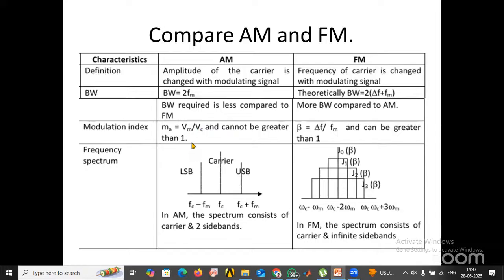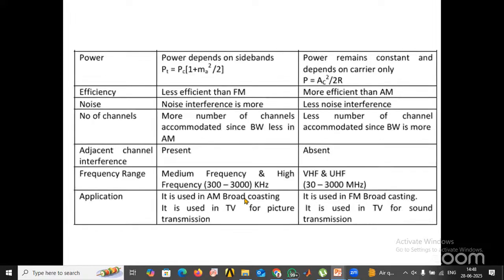The modulation index for AM is Vm by Vc. For FM, the modulation index is delta F by fm. If beta is far less than 1, it is narrowband FM. If beta is far greater than 1, it is wideband FM. If you see the spectrum, the spectrum of AM is one carrier and two sidebands. In case of FM, one carrier and a number of sidebands. Hence, theoretically, the bandwidth required for FM is infinite, whereas the bandwidth required for AM is limited.